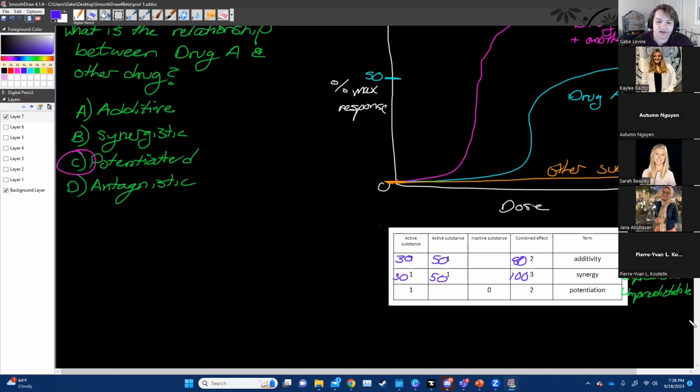So don't get stuck on the idea that it has to be 1 and it has to be 2. It's just the idea that it's a predictable response versus an unpredictable response. Same thing here: we expect that 30 plus 0 should equal 30, but somehow we ended up with 100, for example.